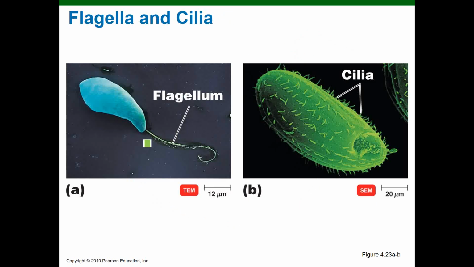So eukaryotic cells can have flagella, or they can have cilia. Cilia are little tiny extensions. Kind of think about rowboats, like all the little oars going together, or those crazy comb jellyfish that go all over the place. Cilia.